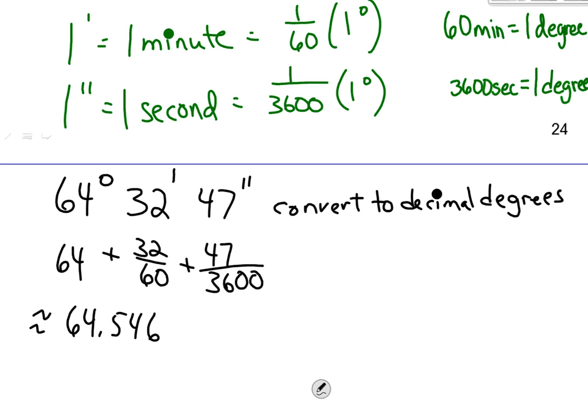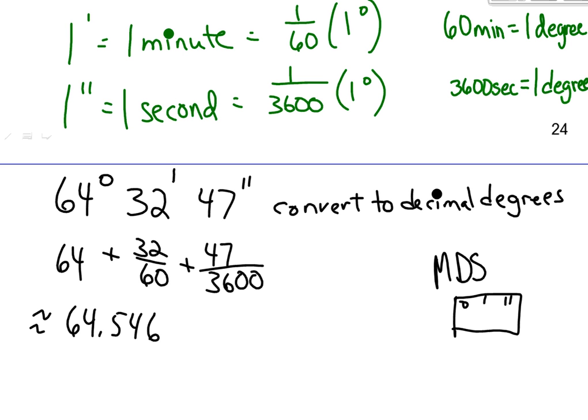Then I just type that in a calculator and it's approximately 64.546. The buttons you're looking for on a calculator are DMS, and sometimes they have a little dot and a slash and two slashes. Maybe that is on these calculators. I'll try to look between today and tomorrow.